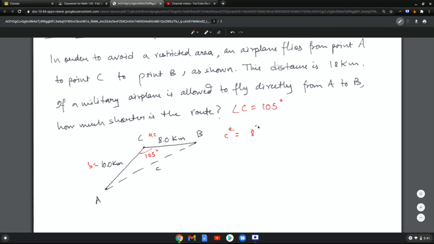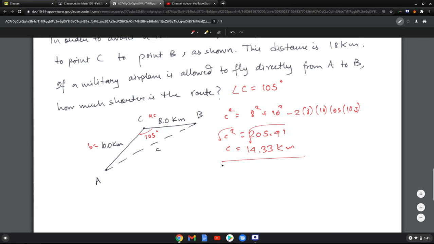So c squared is 8 squared plus 10 squared minus 2, 8, 10 cosine 105. Plug that into the calculator. 2 times 8 times 10 times cosine of 105 and the whole expression comes out to 205.41. So c is, of course, the square root of 205.41, which is 14.33 kilometers.